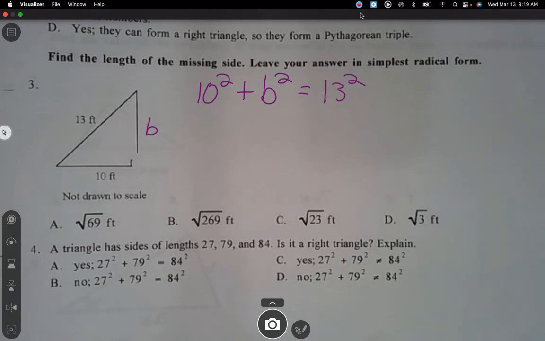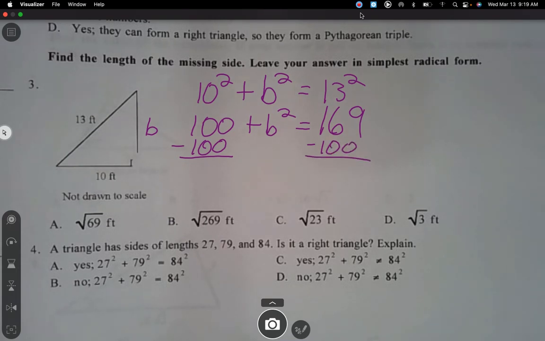So what is 10 squared? Okay, and B squared, and what's 13 squared? 169. Subtract 100, it'd be 69. Find the square root. Can't take the square root of that. So it's 69. So it's just A.